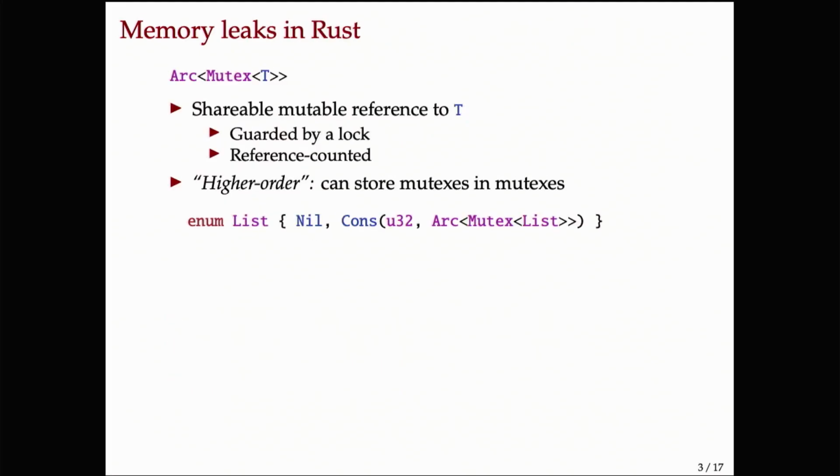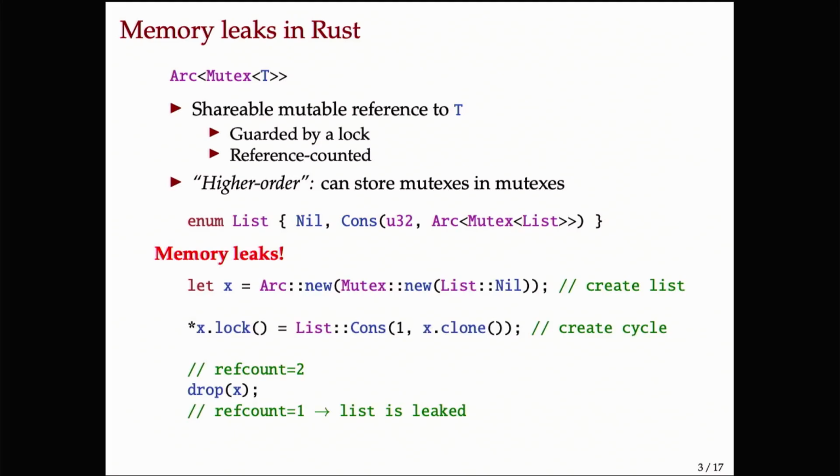Let me show you an example for that. For that we have to go to a more advanced type, the type Arc of Mutex of T. This is a shareable mutable reference to a value of type T. It's guarded by a lock, and it's reference counted. Furthermore, this T itself can be a mutex or contain a mutex, and we call this higher order by analogy to higher order functions. And since Rust has recursive types, we can even make a recursive type that goes through a mutex. Here, for example, we have a list where the tail of the list is mutable and goes through a mutex. This way you can create a memory leak.